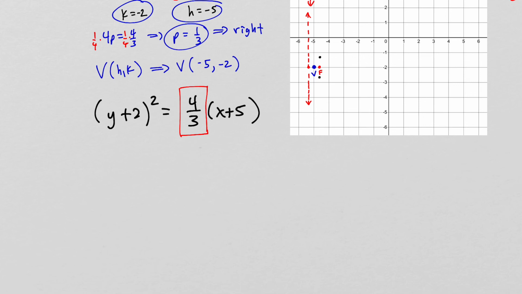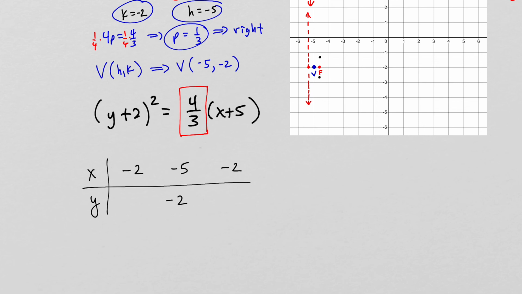So for example, what I can do here is make a table of values for x and y. We already know that when x is -5, y is -2. That's the vertex. Now I just need to pick a couple of additional points for x and find the corresponding values for y. And for this, a very convenient value to pick for x is x equals -2. And when you plug in x equals -2, you're going to get two different y values.